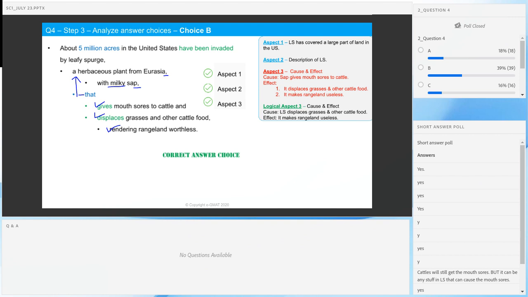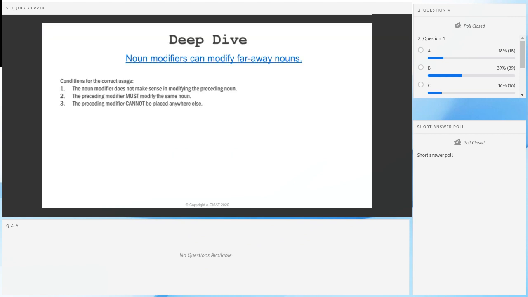So even if this sentence is saying that leafy spurge gives mouth sores, that's not wrong because, of course, we are getting a little technical here. It is the milky sap inside the leafy spurge that gives mouth sores. But from a broader perspective, we can always say that it is the leafy spurge that gives mouth sores. So absolutely no change in meaning whatsoever. So choice B does not at all mangle the intended meaning of the sentence. Rather, it enhances and presents the logical meaning of the sentence.